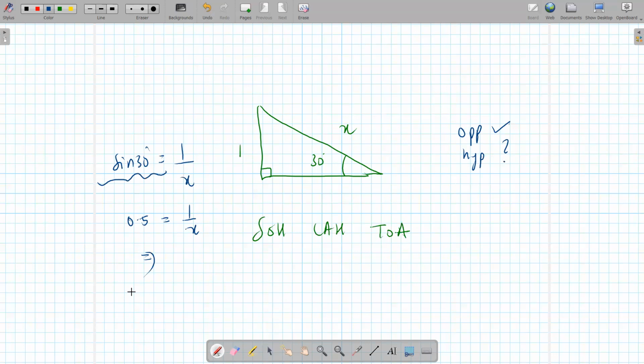You multiply by x. Right, so you get 0.5x equals 1. So x is going to be 1 over 0.5, which is 2. Okay? So x is 2 units.